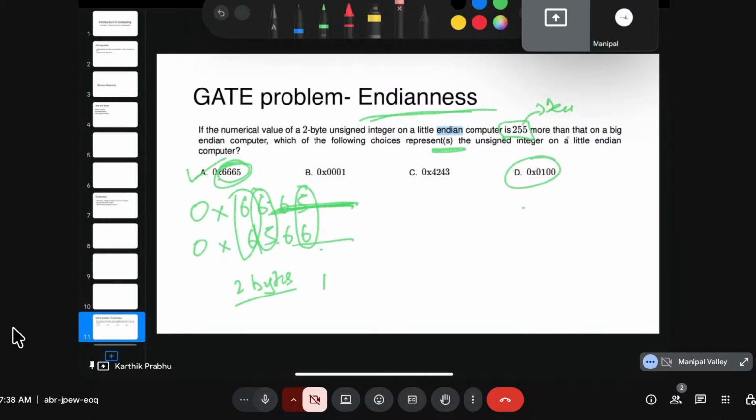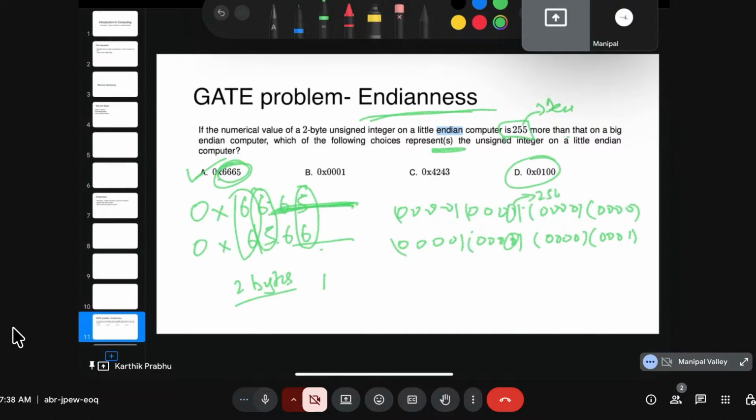So we can just directly write, okay, this is 0 0 0 0 0 0 0 0 0 1, 0 0 0 0 and 0 0 0 0. And this is 0 0 0 0 0 0 0 0 0 0 0 0, and this is 0 0 0 1. So obviously the only difference between this one and this is at the 256 point only. So that is fine. And this 1 is increased, so it would be 256 minus 1.